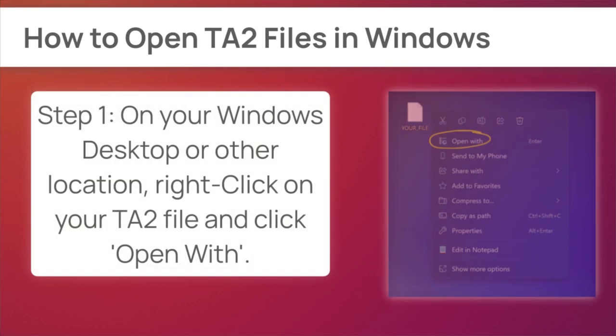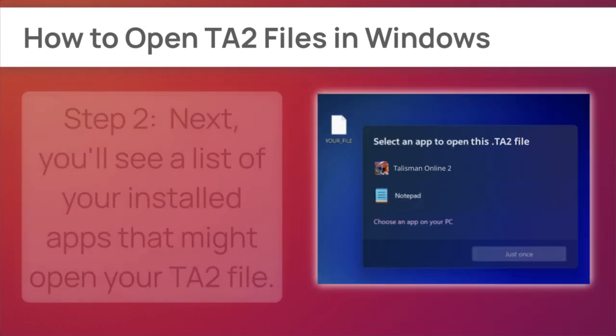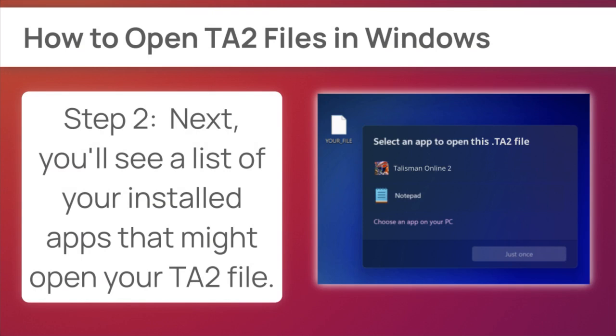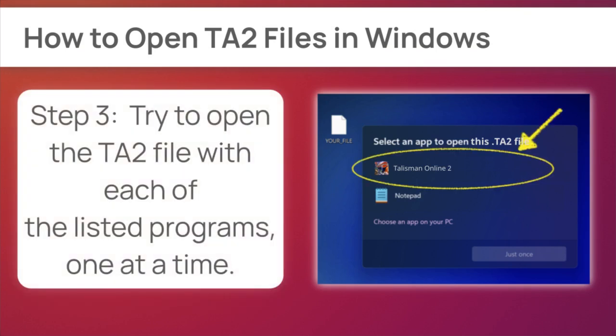Begin the compatibility check by right-clicking your TA2 file and selecting Open With. Use Talisman Online 2 if it's an option. If not, test any other program in the list. Keep testing until the TA2 file opens.